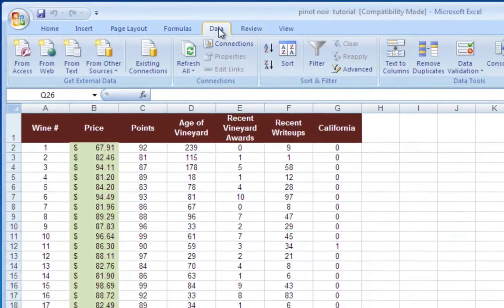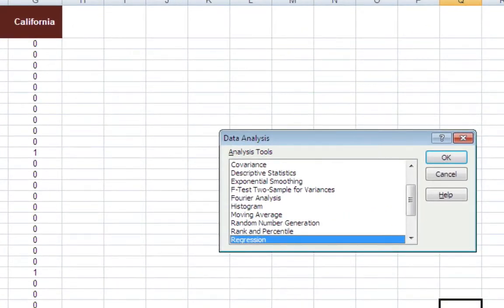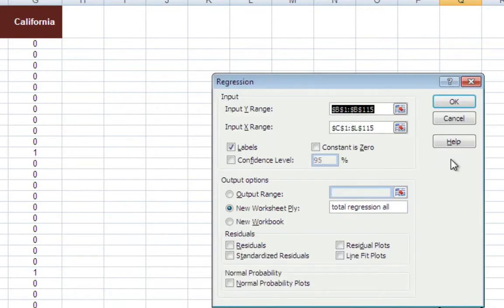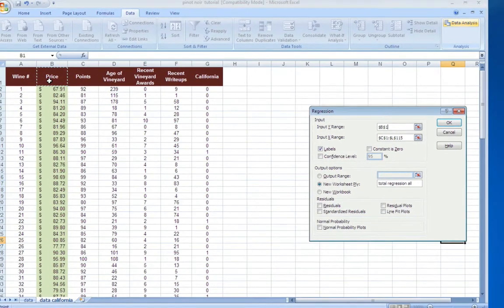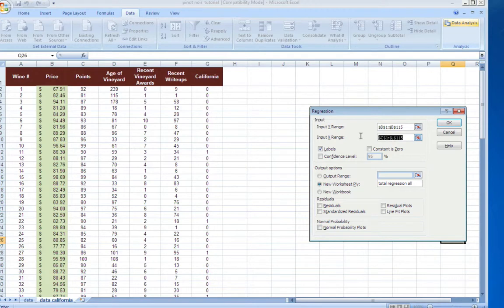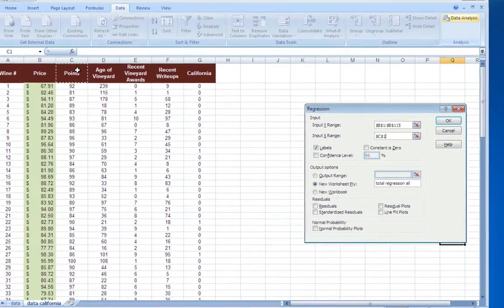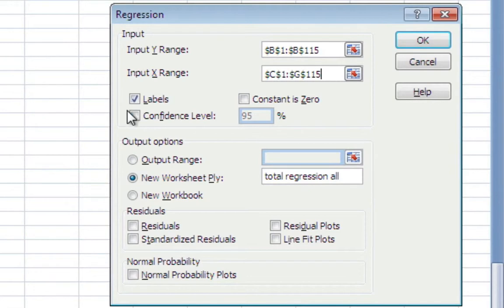As usual, we go to the Data tab, to Data Analysis, choose Regression, and as the input range, we use range B1 to B115 for the input Y range for our Y variables, our dependent variable. And for our independent variables, the input X range, we use the range from C1 to G115. Let's make sure we have labels.